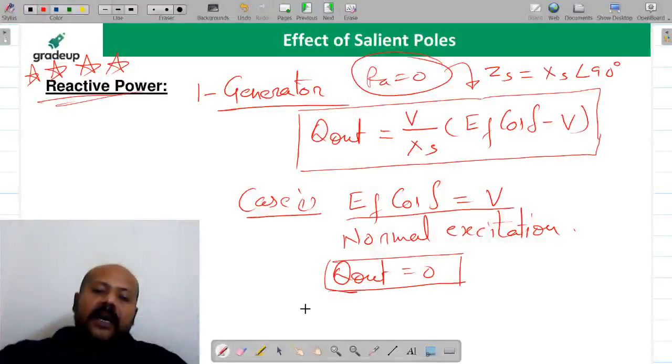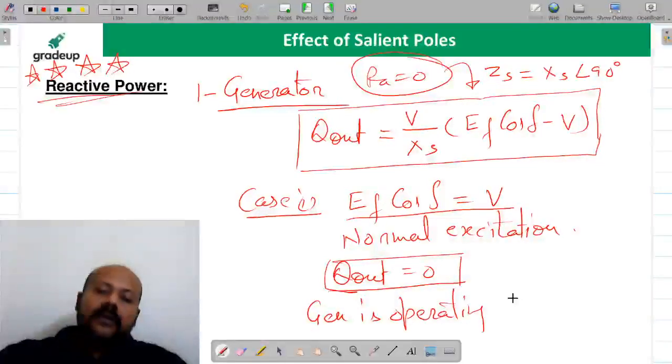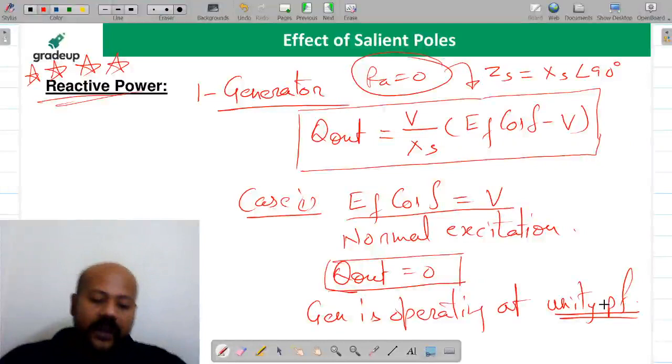It means, beta, your generator is operating at which power factor? The generator is operating at unity power factor. This is very, very important. I hope you are getting this condition.